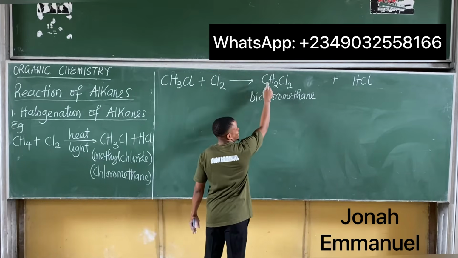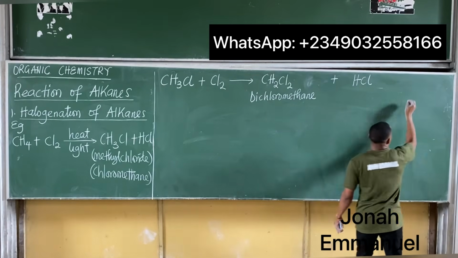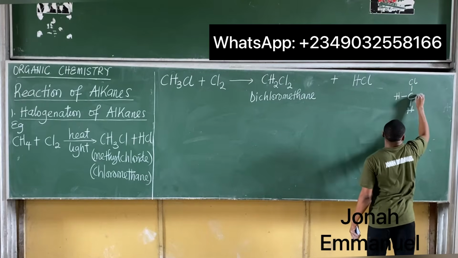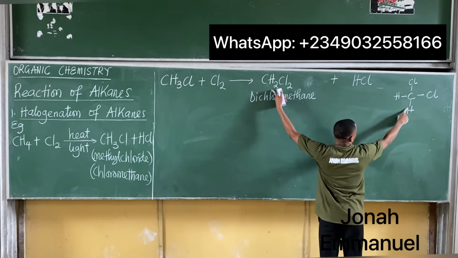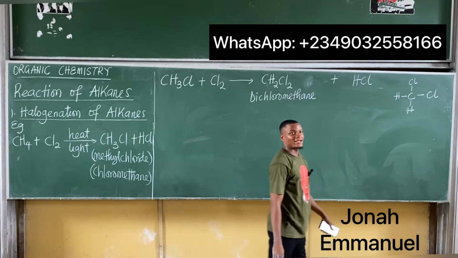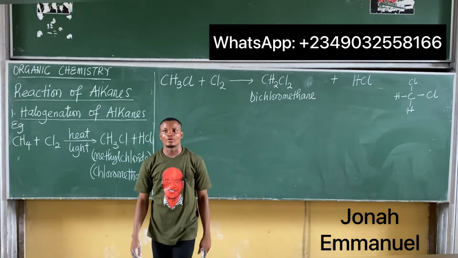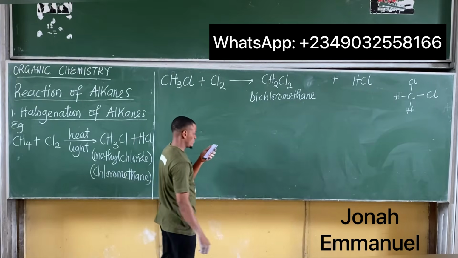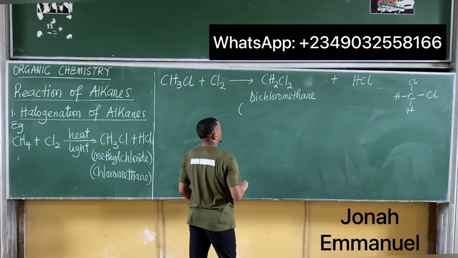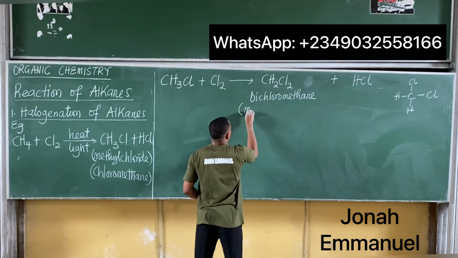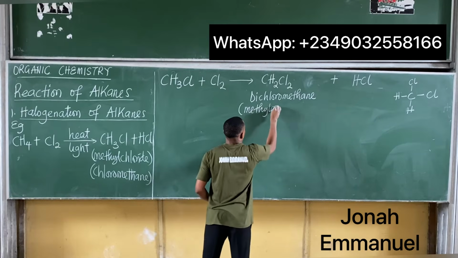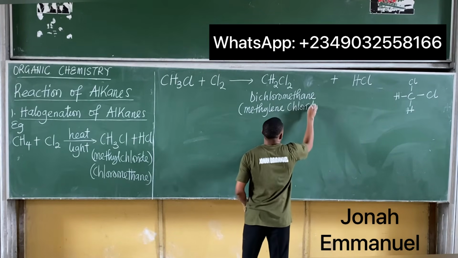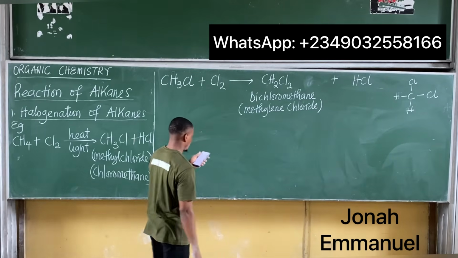This is how you draw the structure, please. Careful. This one becomes C here, H, then Cl, Cl. Alright? It's called dichloromethane. That's 2 chlorine and methane. It's also called methylene chloride.